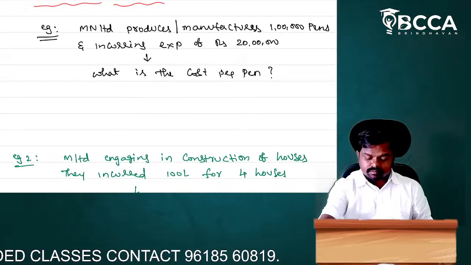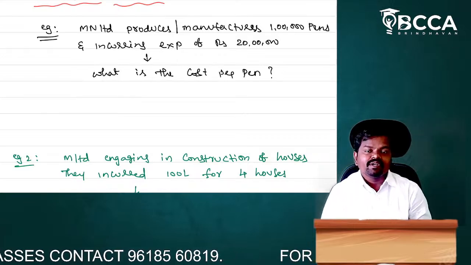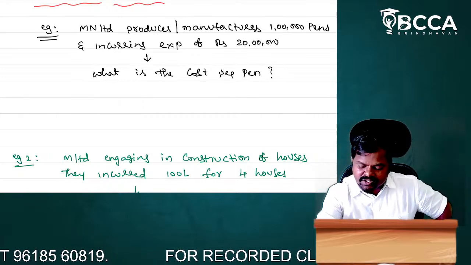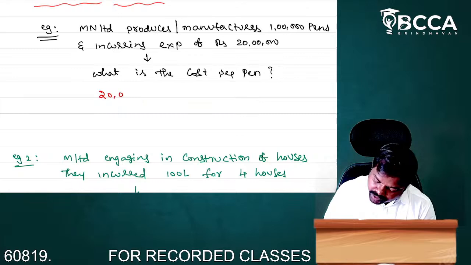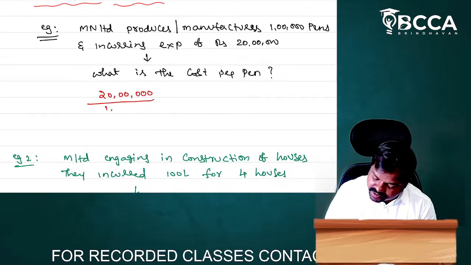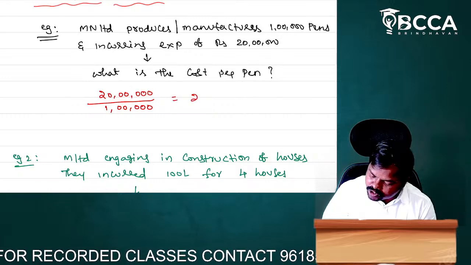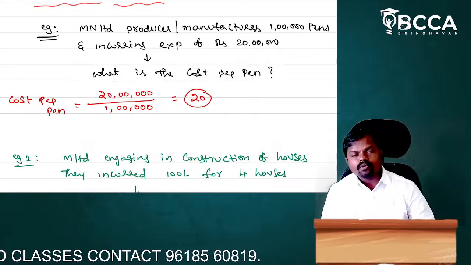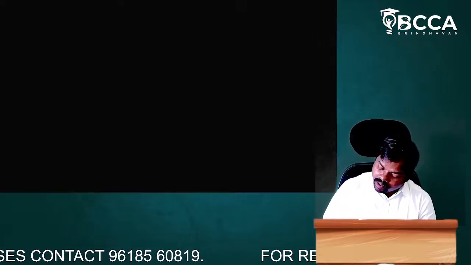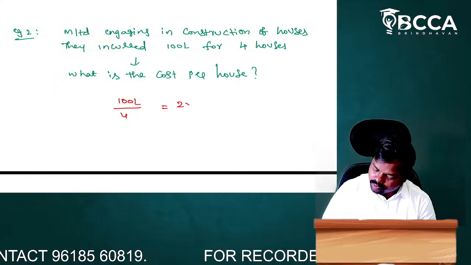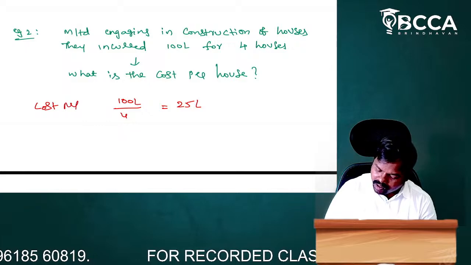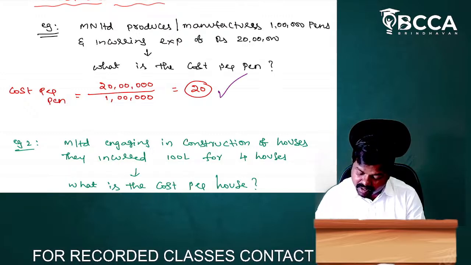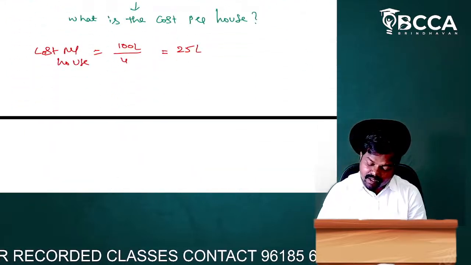Listen carefully. If you observe 2 examples, we will get to know the difference between job costing and unit costing. MN Limited, how much they spend? 20 lakh they spend, for 1 lakh units, so cost per pen is 20. Now here 100 lakhs divided by 4 is equal to 25 lakhs cost per house. Is this answer correct?